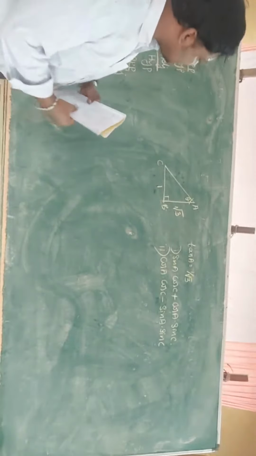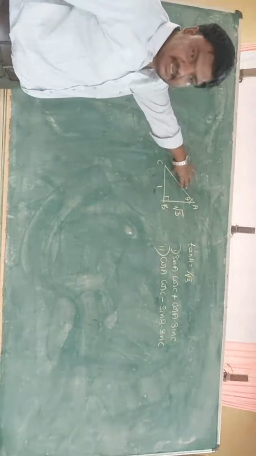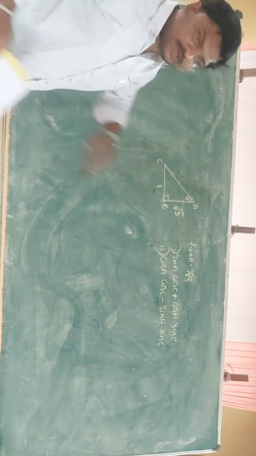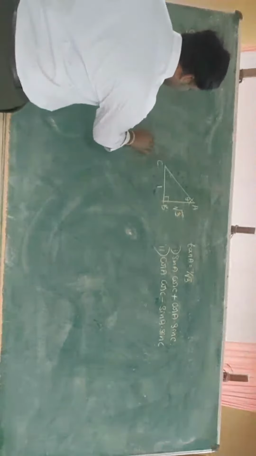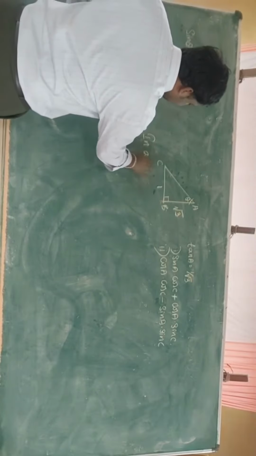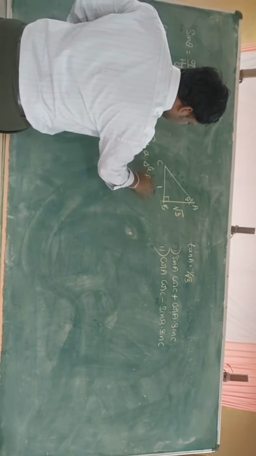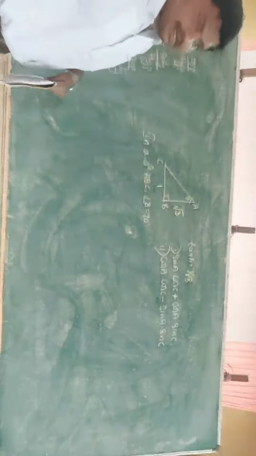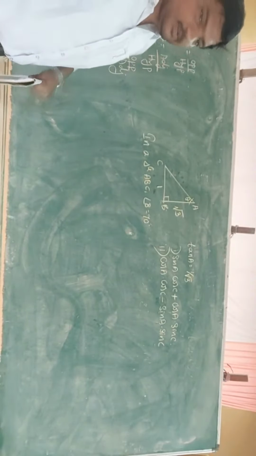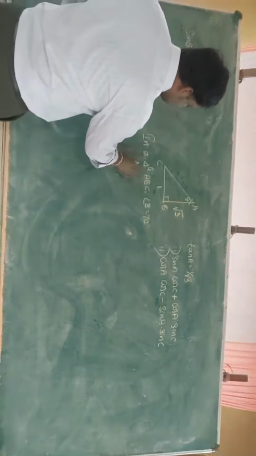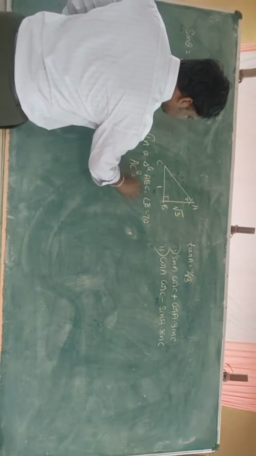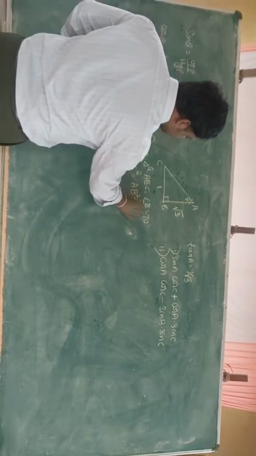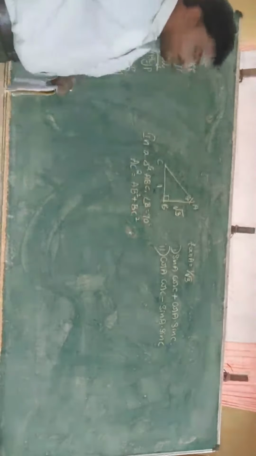So this is your opposite side, and this is the adjacent side. Using the Pythagoras theorem, let us calculate side AC. Side AC is nothing but the hypotenuse. Okay, so in triangle ABC, angle B is equal to 90 degrees. So according to the Pythagoras theorem, the square of the hypotenuse, that is AC square, is equal to the sum of squares of the other two sides, that is AB square plus BC square.